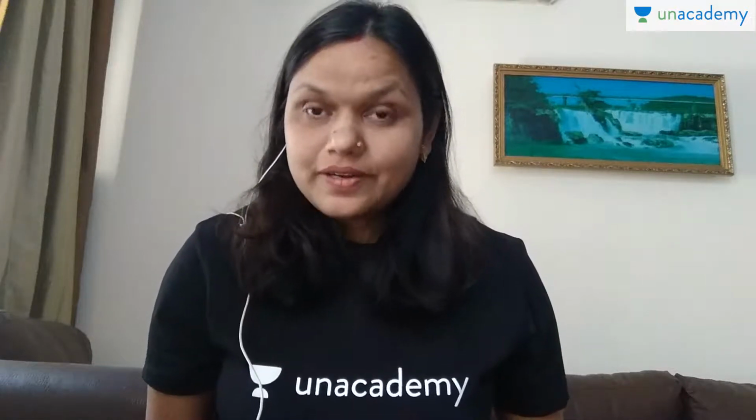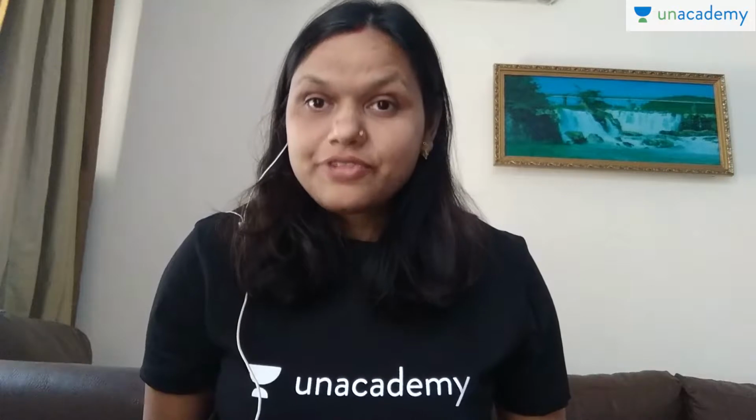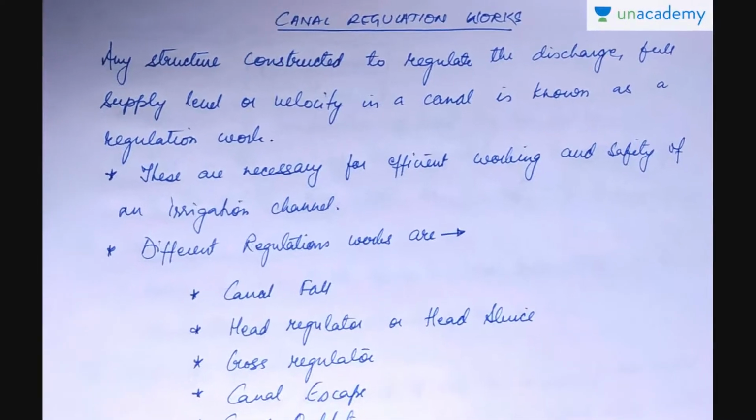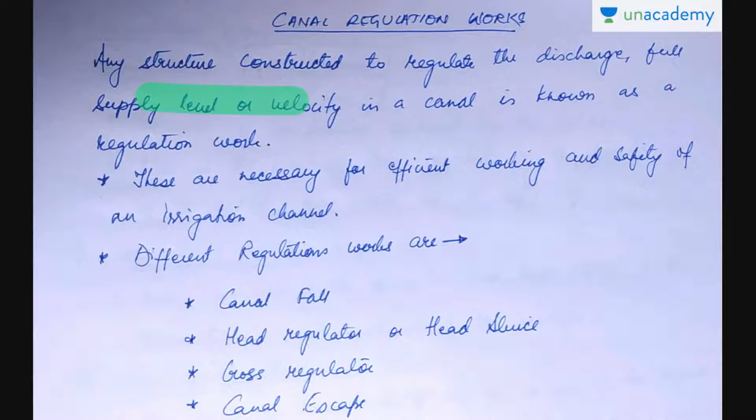And this lesson is all about Canal Regulatory Works, where we'll be studying about Canal Fall. Canal fall is actually very important for safe and efficient supply of our irrigation channel. Let's see what we mean by saying canal regulation works. Canal regulation work is actually any structure constructed with a view to regulate the discharge, full supply level or velocity in a canal.